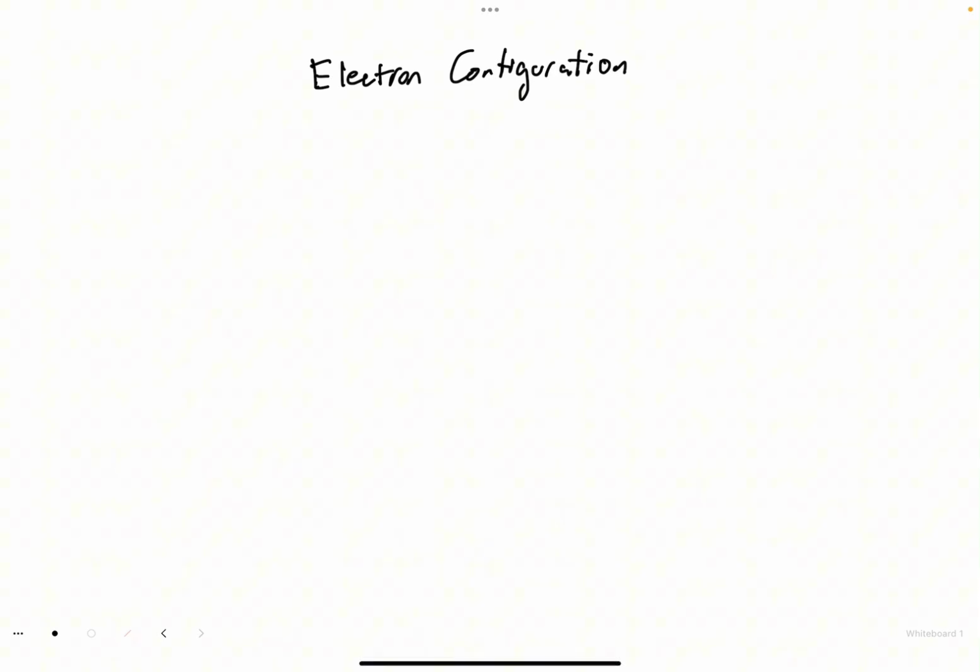In electron configuration, the point is that you're looking at where electrons are, whether that is in an orbital or a different sublevel. So you have an S sublevel, a P sublevel, a D sublevel, and an F sublevel. These are your four sublevels.